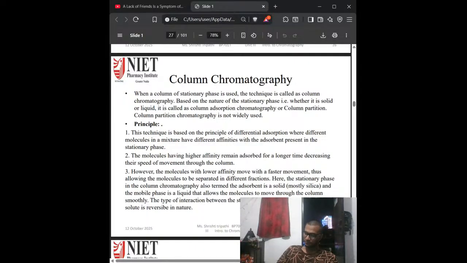Sample with higher affinity moves slower, lower affinity moves faster. Separation in different fractions.